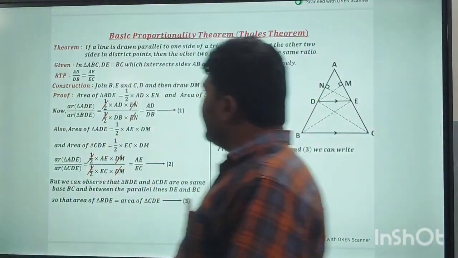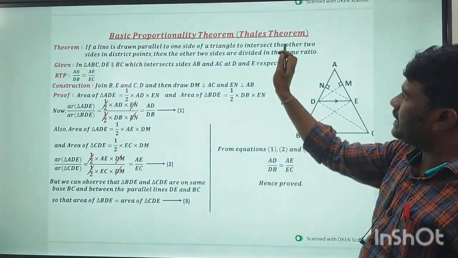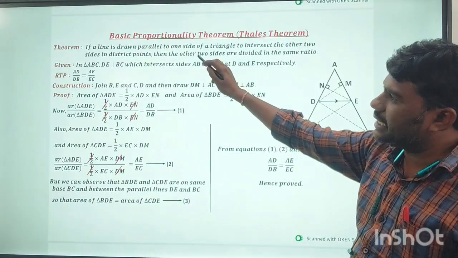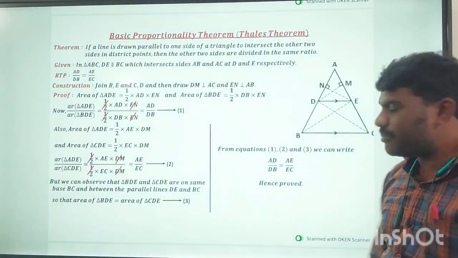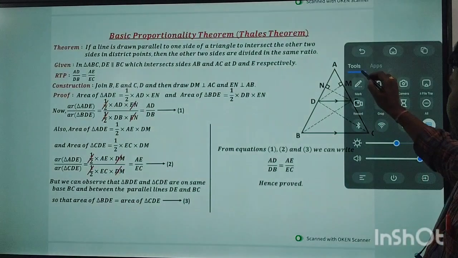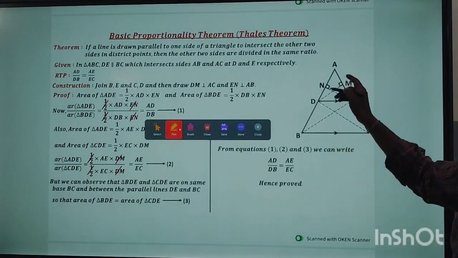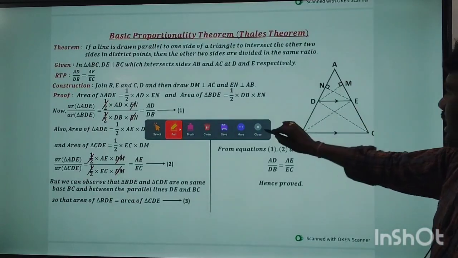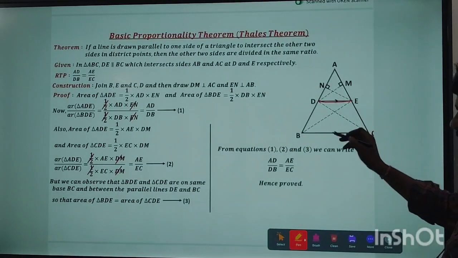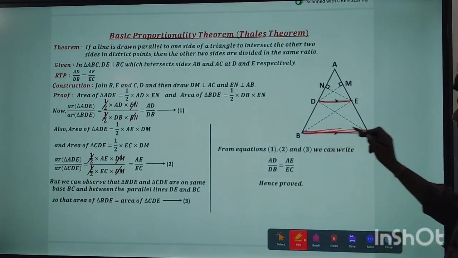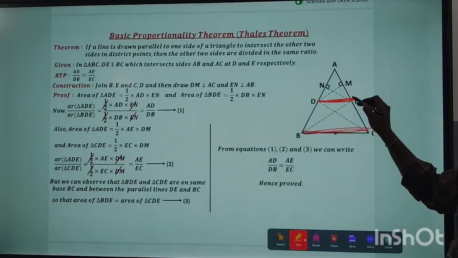First, if a line is drawn parallel to one side of a triangle so as to intersect the other two sides in distinct points, then the other two sides are divided in the same ratio. Say, example here, draw diagram, ABC diagram. So here, one side of the triangle, this is one base only. This side here, one side of the triangle, I am drawing one line.